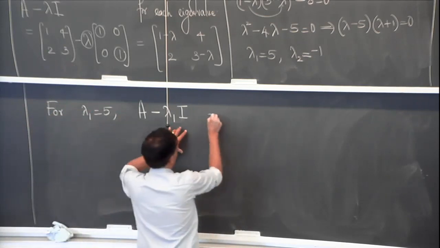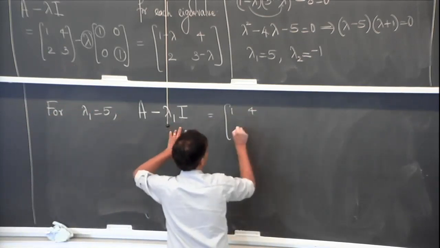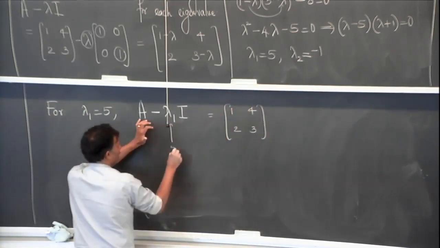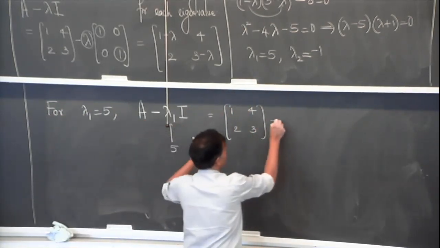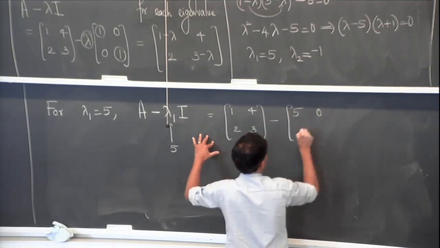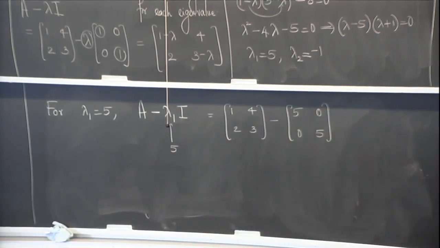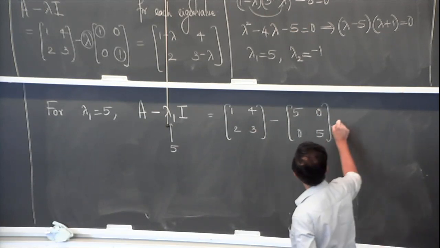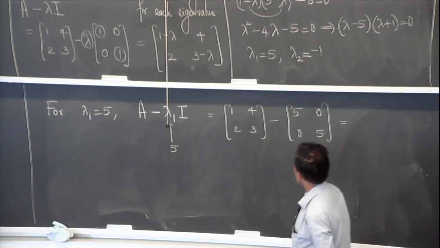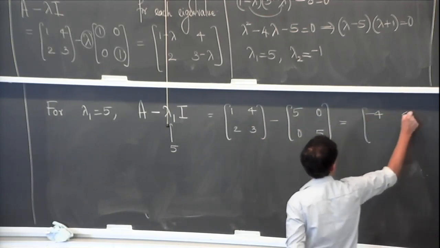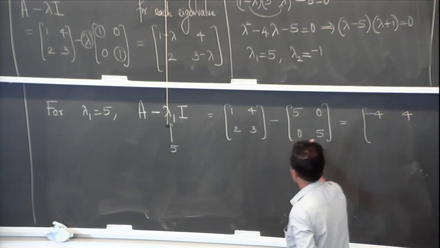So which means you have to write this matrix 1, 4, 2, 3. Lambda 1 is 5. So when you say 5I, that is going to be minus 5, 0, 0, 5. So subtract these two, you get -4, 4, 2, and -2.